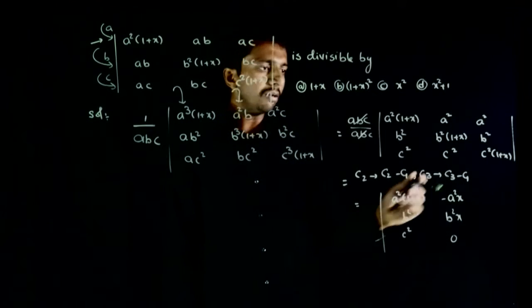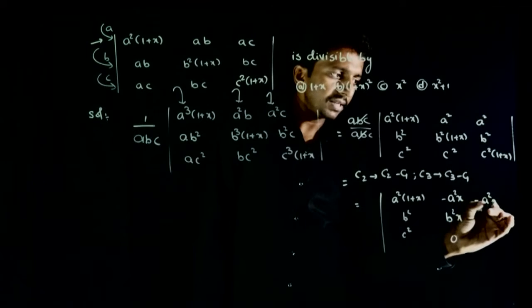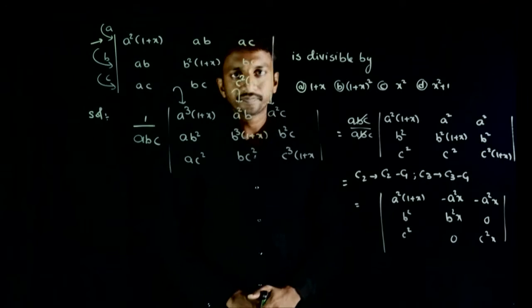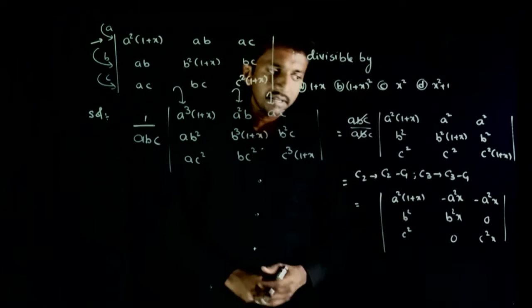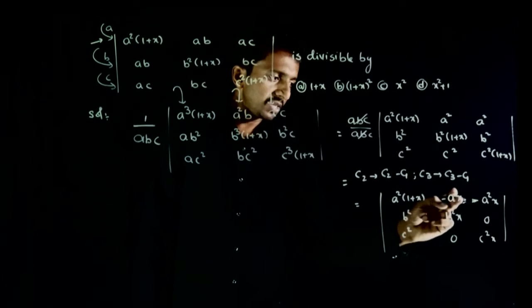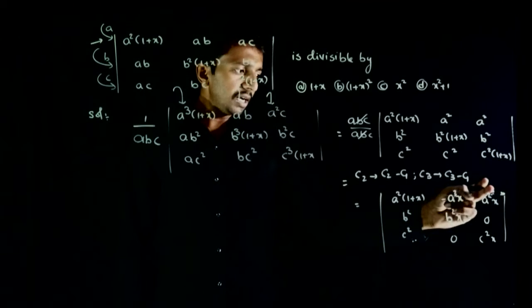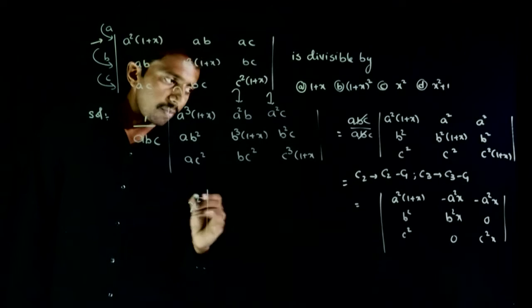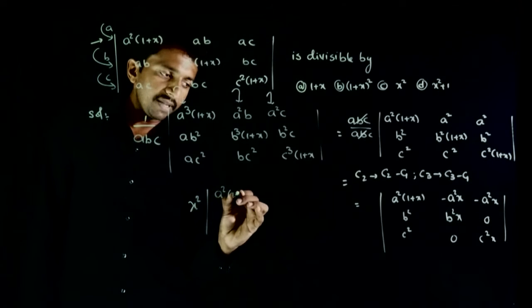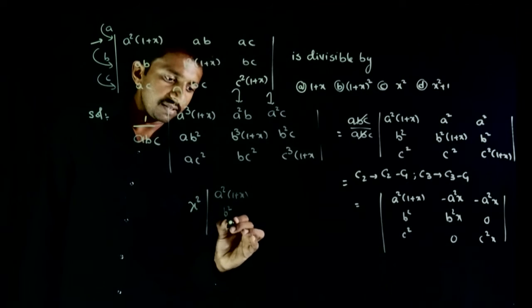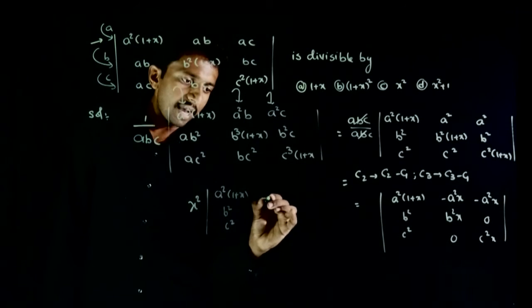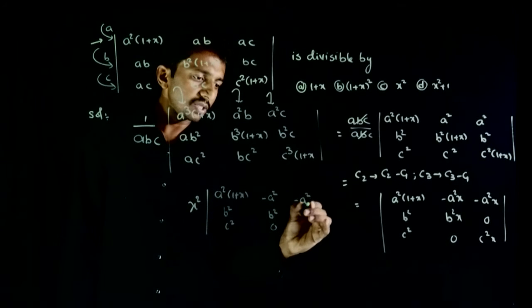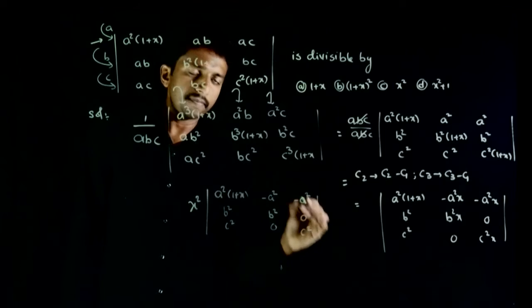What happens to the third column? माइनस A स्क्वायर x, 0 और C स्क्वायर x. ठीक है? सो आप देख सकते हैं, सेकेंड कॉलम से मैं x कॉमन ले सकता हूं, थर्ड कॉलम से भी मैं x कॉमन ले सकता हूं. कॉमन लिया तो x स्क्वायर कॉमन आ जाएगा: a स्क्वायर इंटू 1 प्लस एक्स, b स्क्वायर, c स्क्वायर; माइनस a स्क्वायर, b स्क्वायर, 0; माइनस a स्क्वायर, 0, c स्क्वायर.